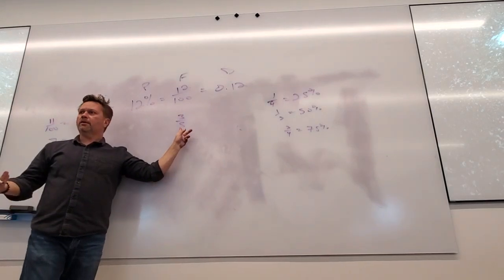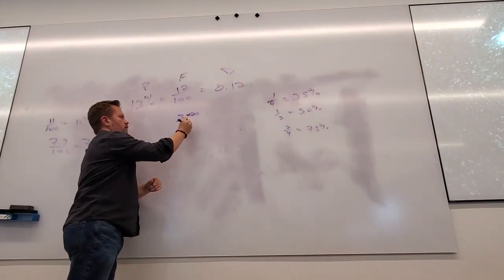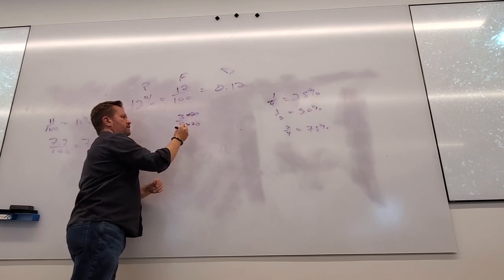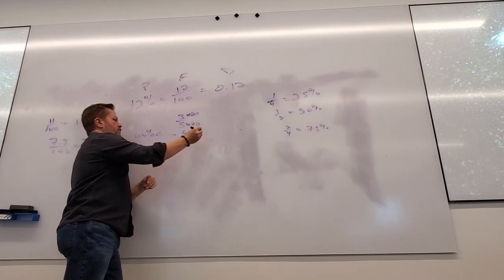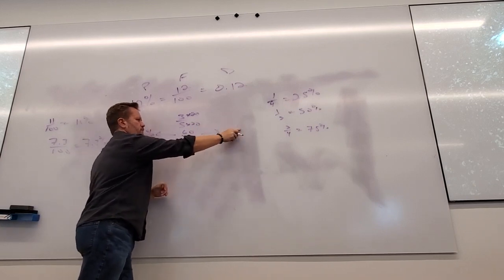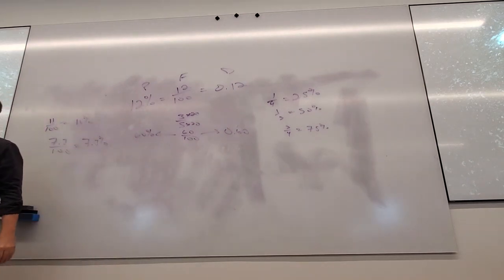So what's wrong with this then? It doesn't have 100 on the bottom. How do I make the bottom 100? Times 20. So I get 60 over 100, which is 60%, which is what decimal? Yeah, 0.60, which you can also write as 0.6. Kick ass.